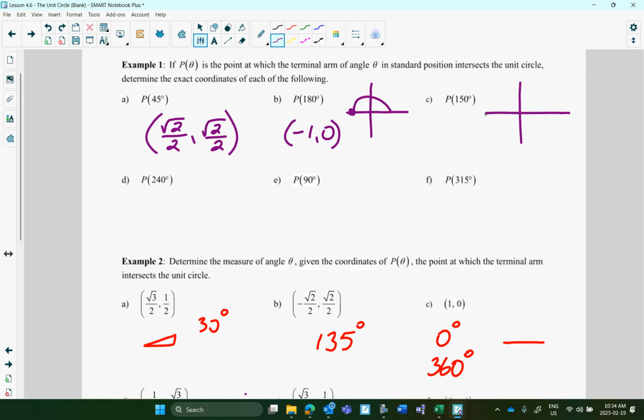150 is like this, so it's long, short. And remember, √3/2 is the longer one, but it's in quadrant 2. So what's the coordinate? -√3/2, comma 1/2. I can't hear you guys. 1/2. Thank you.